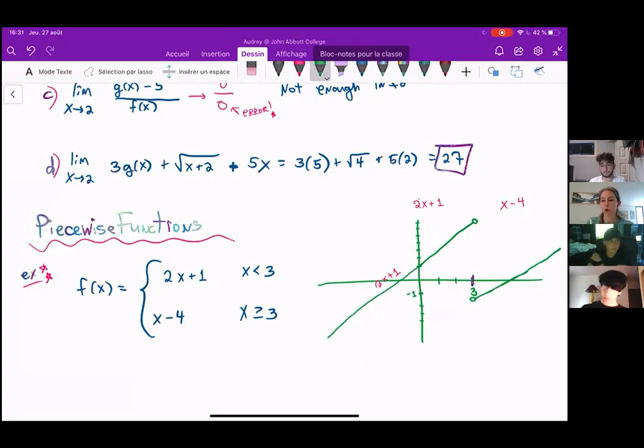Now, which one of those open dots should I close? The bottom one, because x minus 4 is the one that goes with x greater than or equal to 3. So that's going to be a closed dot right there. Now this x equals 3, this place where we changed from one function to the other, we are going to refer to as the breakpoint of the piecewise function. So here x equals 3 is the breakpoint. The breakpoints of piecewise functions are all of the values that show up in the inequalities.